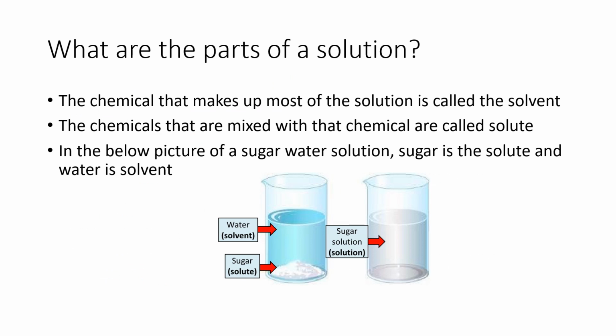Now, what are the main parts of a solution here? So you might have heard of solute and solvent already. Now, the more broad term for this is the chemical that makes up most of the solution is called the solvent, and the chemicals that don't make up most of the solution are called the solute. So a really basic example here is when you dissolve sugar in some water, sugar is called the solute because it makes up less of the solution, and water is called the solvent because it makes up more of the solution. So you combine these things together and you form that solution and you have those two parts.